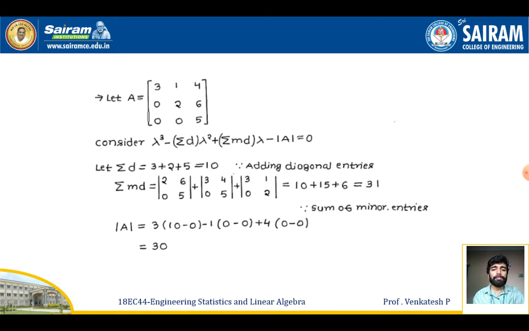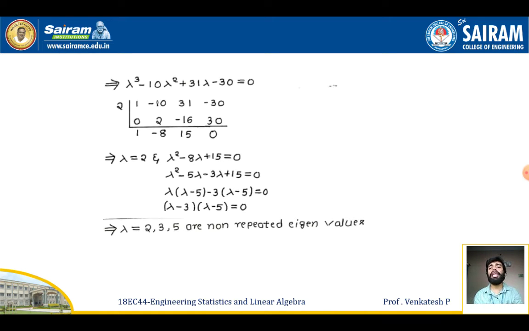Now I'm going to substitute all the values in the equation. So I will get the equation lambda cube minus 10 lambda square plus 31 lambda minus 30 is equal to 0. I'm going to find the roots by using the synthetic division method. So take 1, minus 10, 31, minus 30. Now I have to choose a root such that the last entry must be 0. If I take 2 here, I get the last entry as 0.